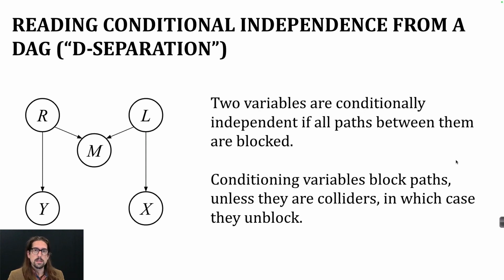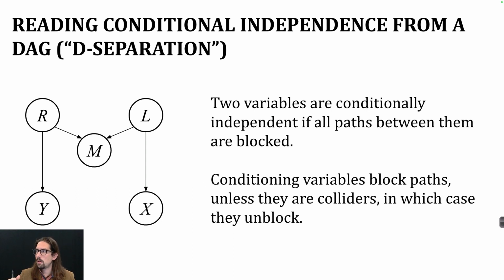Now, what about conditional independence? Turns out you can also play this game. We just need to complicate it a little bit to account for conditional independence, but it's the same basic idea. We say that two variables are conditionally independent if all paths between them are blocked. That's the same. The only thing that changes is the rules for what's blocking things. So for marginal independence, the only way to block a path is with a collider. For conditional independence, you can also block a path by conditioning on a variable, unless the variable you're conditioning on is a collider for that path, in which case it unblocks the path.